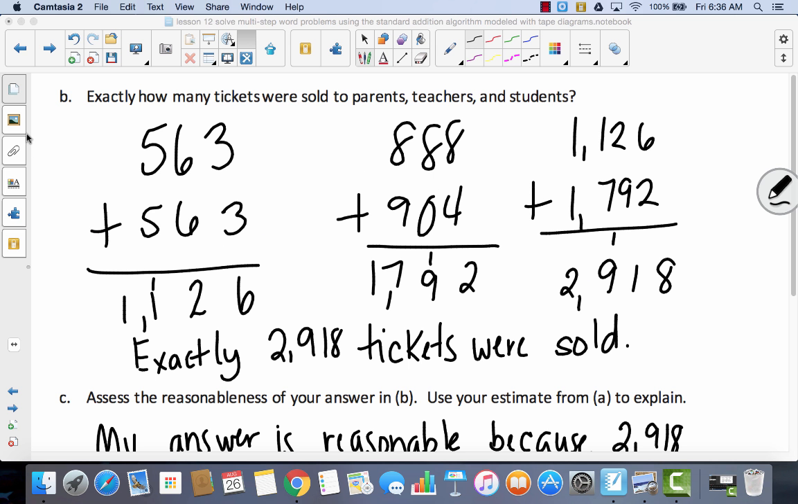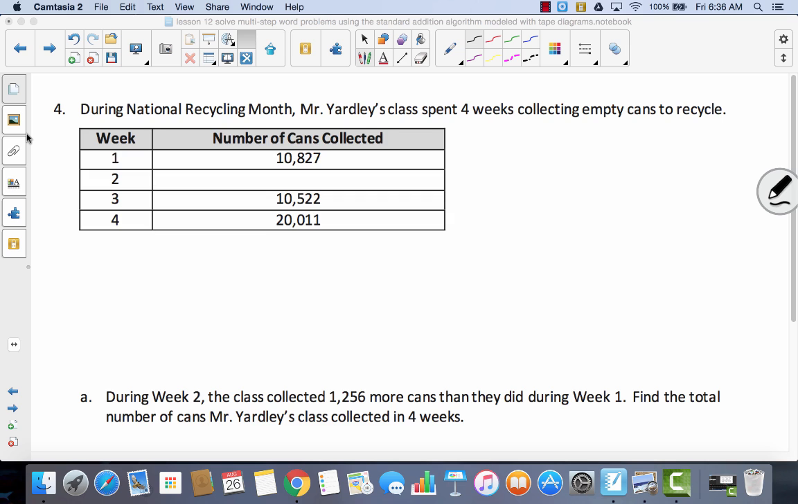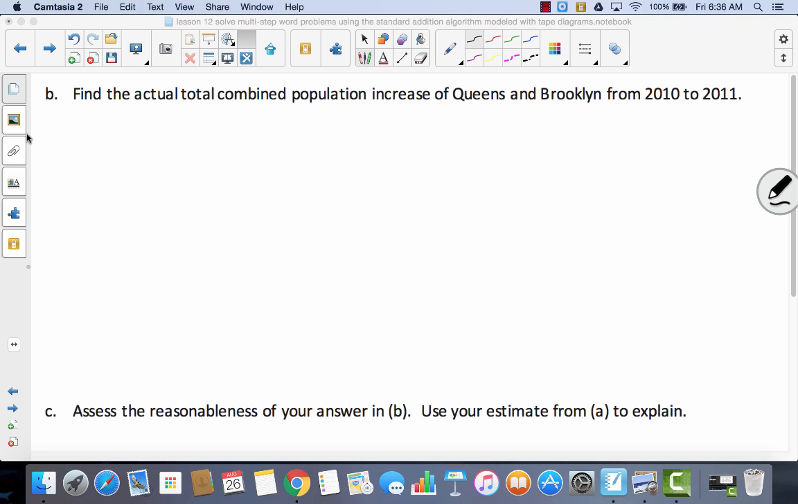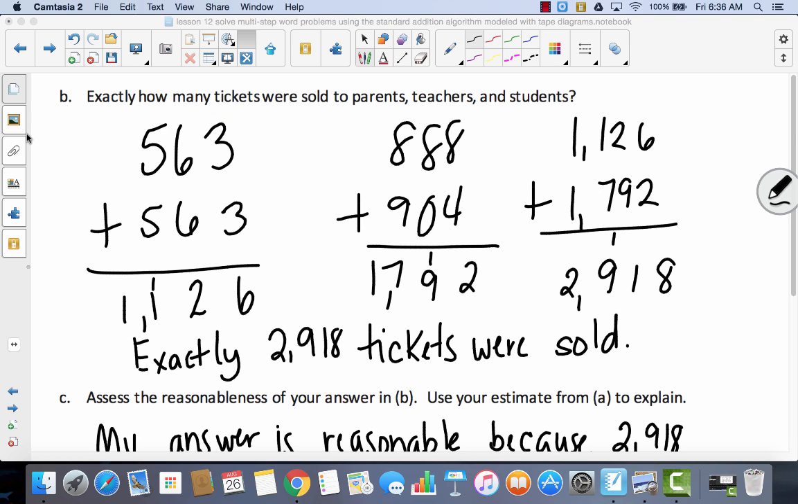Now, I know that your problem set has some more pages. Your problem set has a problem 3, and it also has a problem 4. But because of time's sake, I'm going to have you go ahead and stop here. Problems 3 and 4 are very similar to problems 1 and 2. So if you understand problems 1 and 2, you shouldn't have any trouble doing your exit ticket. So we're going to go ahead and stop here. And remember that when you're assessing reasonableness, you're checking to see if your estimate is close to your actual answer.